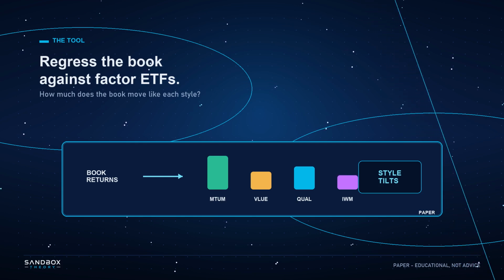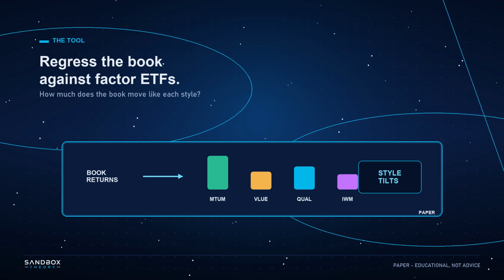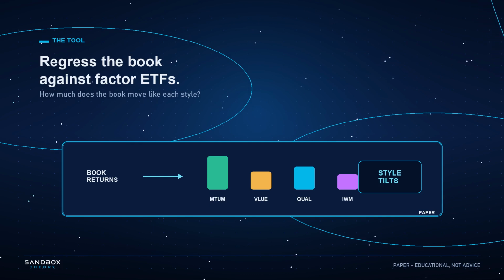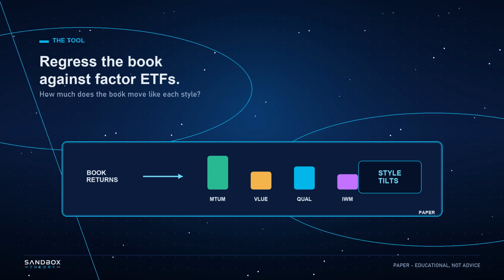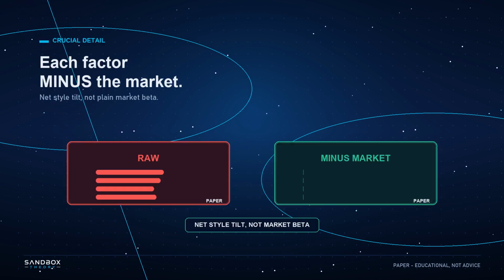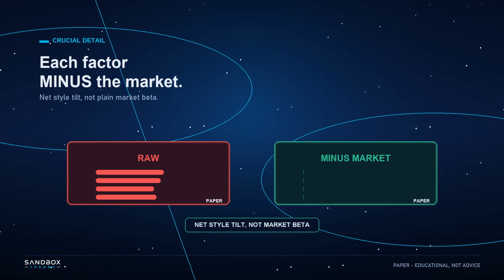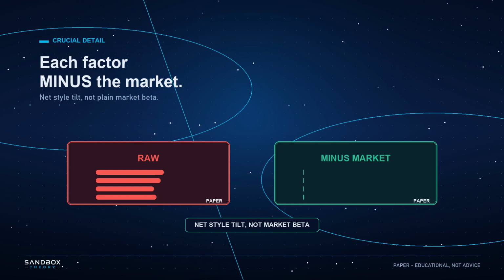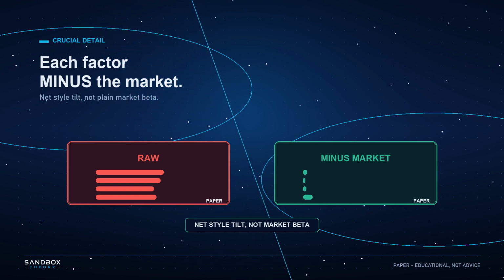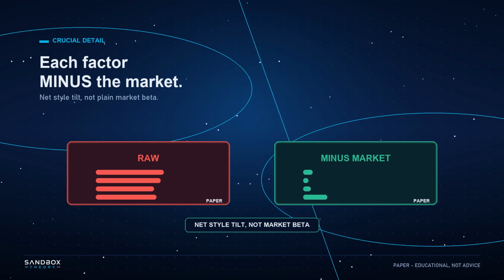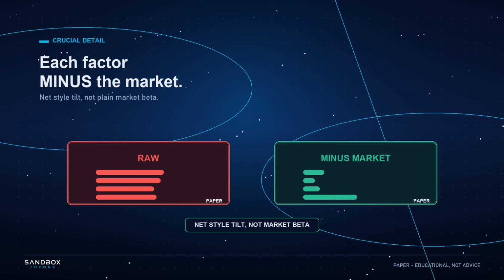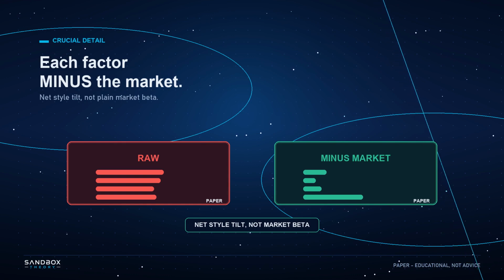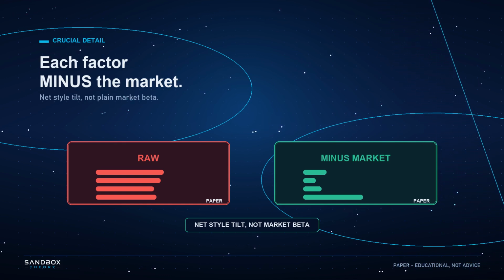The regression hands back a tilt for each style. But there's a crucial detail, or the answer is garbage. I don't use the raw factor ETFs. I use each factor minus the market. Momentum minus market, value minus market, and so on. Why? Because almost everything is correlated with the market. If I don't strip that out, every factor looks big, just because stocks move with stocks. Subtracting the market leaves the part that's specifically about that style. So what I get is my book's net tilt toward each style, beyond plain market exposure.